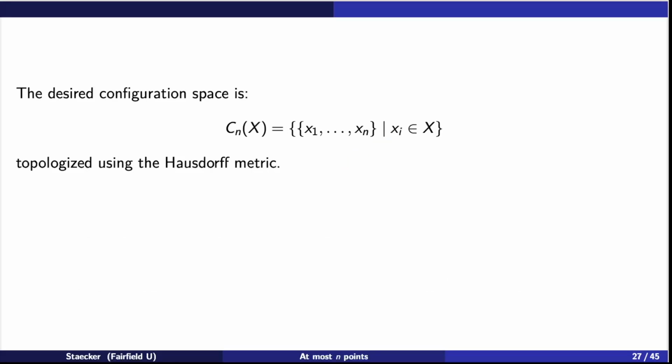We just call it Cn of x. It consists of all n element subsets of the space where there is no condition about distinct elements, so these elements may be matching some of them, and we use the Hausdorff metric to make this into a topological space. So I'd like to just briefly try to describe the topological properties of this configuration space.